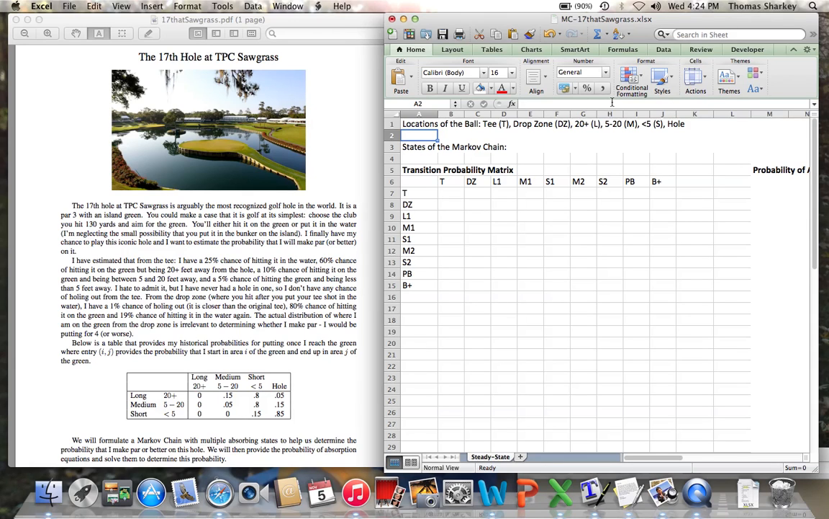And one thing that we're interested in knowing is basically, am I going to hole out in 3 or fewer shots? So the ball being under 5 feet away from the hole does not provide me a full picture of whether or not I have a shot at having 3 or fewer shots on this hole.